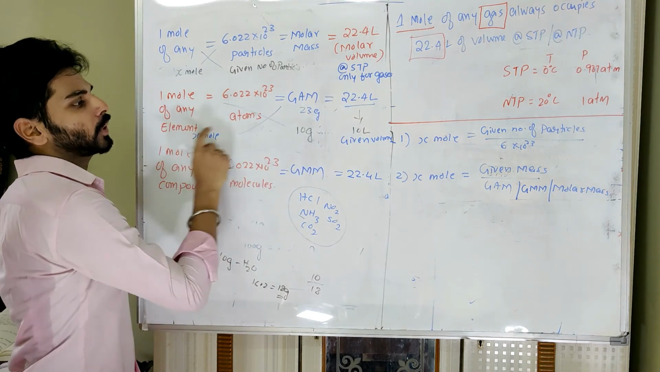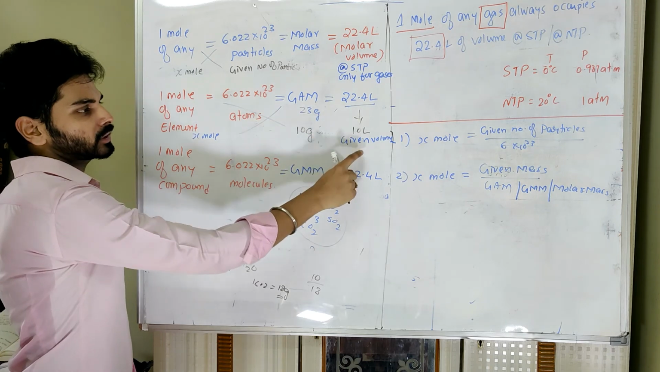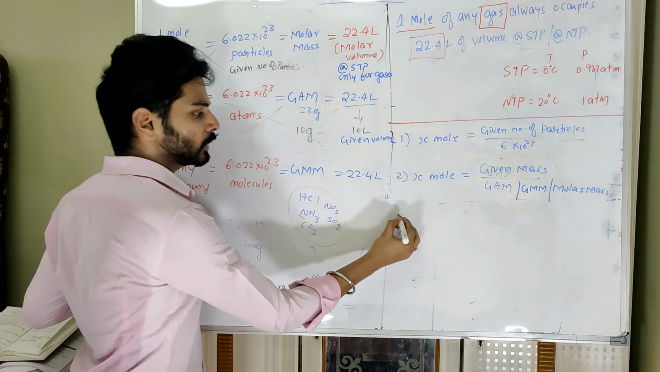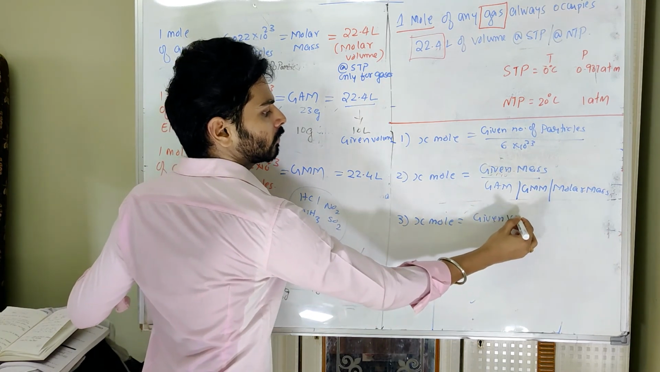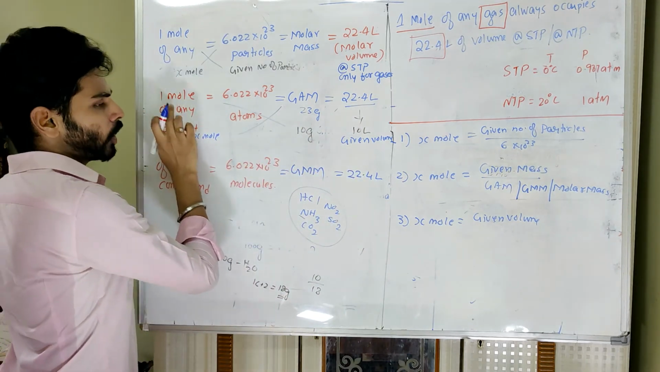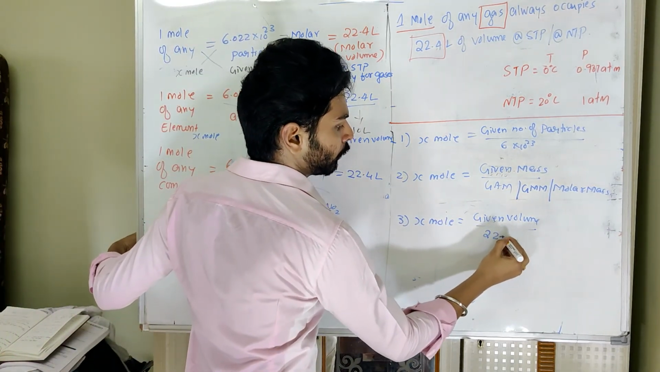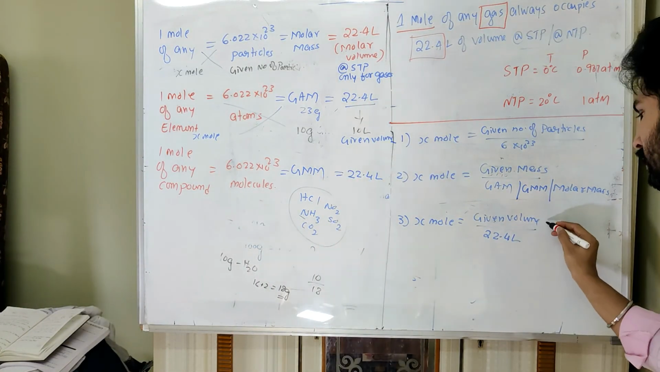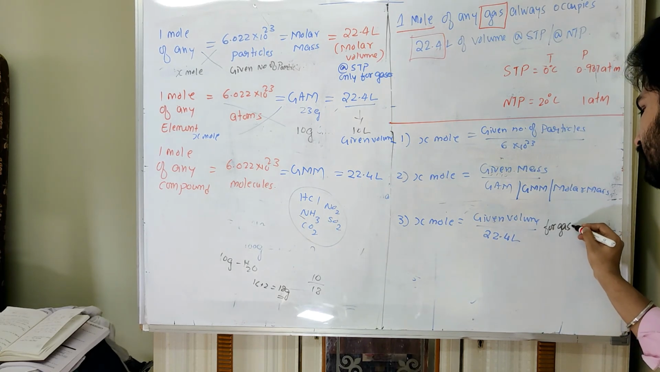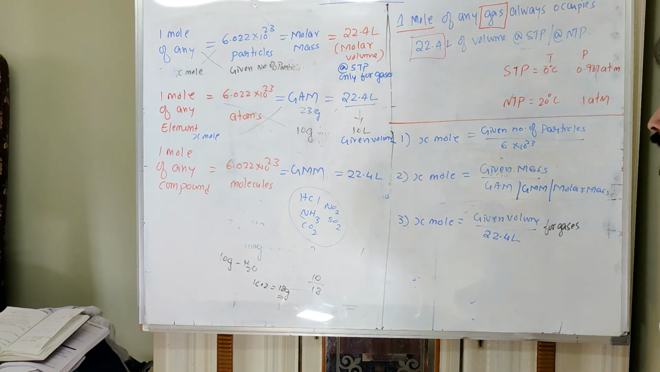Now we can cross multiply these two. 1 mole is 22.4 liter. So the given volume is how many mole? Then the third formula that we get is mole equals given volume into 1 divided by 22.4 liter. So these three are the basic formulas that you have to remember to convert number of particles into mole, or mass into mole, or volume into mole. Now this third rule is only for gases, that too at STP. So the other two can be used for any other compounds.